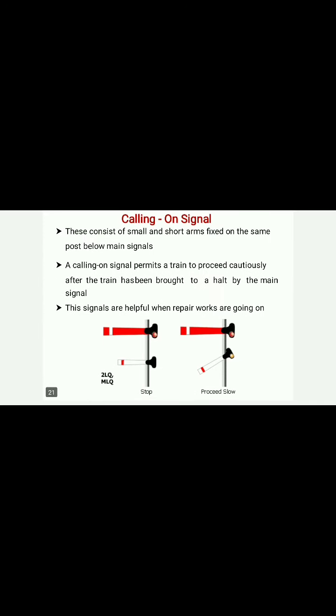Calling on signal. These consist of small and short arms fixed on the same post below the main signals. A calling on signal permits a train to proceed cautiously after the train has been brought to a halt by the main signal. These signals are helpful when repair works are going on.